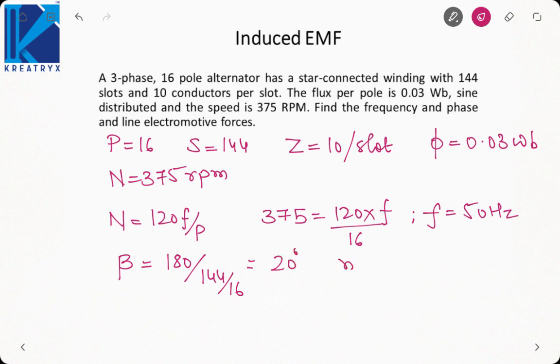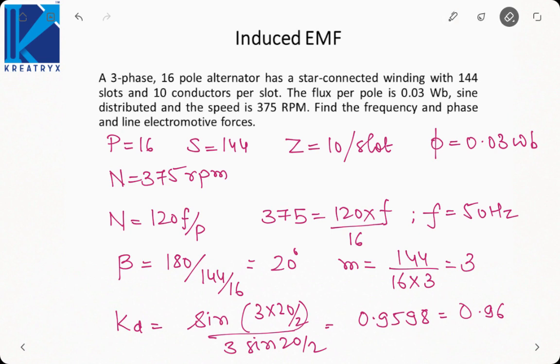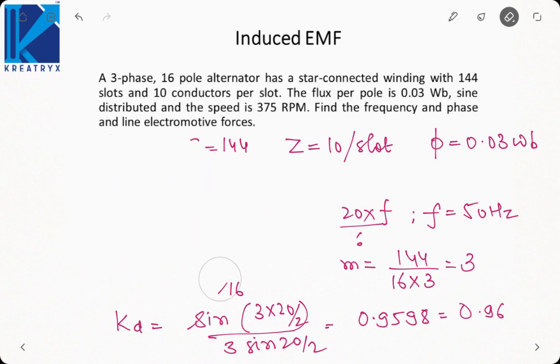What about m? Slots per pole per phase. We have 3 phases. Poles are 16. It will be 3. We can calculate Kd. Sine of 3 into 20 by 2 by 3 sine 20 by 2. It will come out to be 0.9598 or approximately 0.96. Now calculating EMF is pretty straightforward.